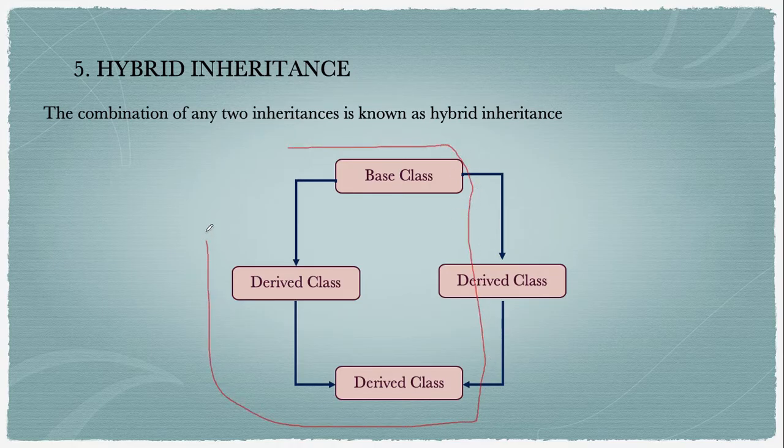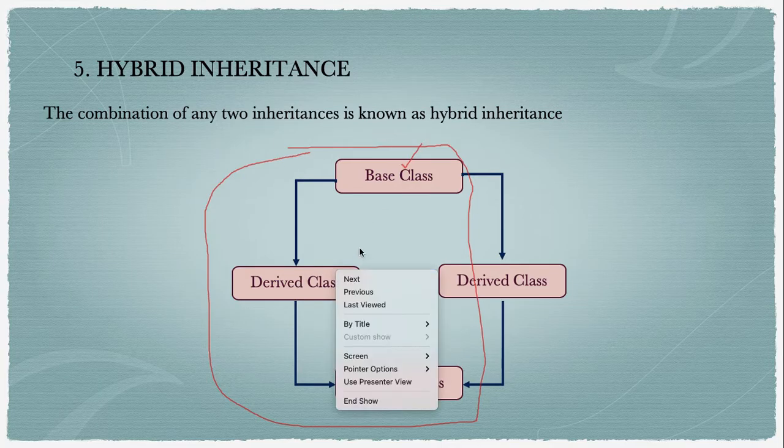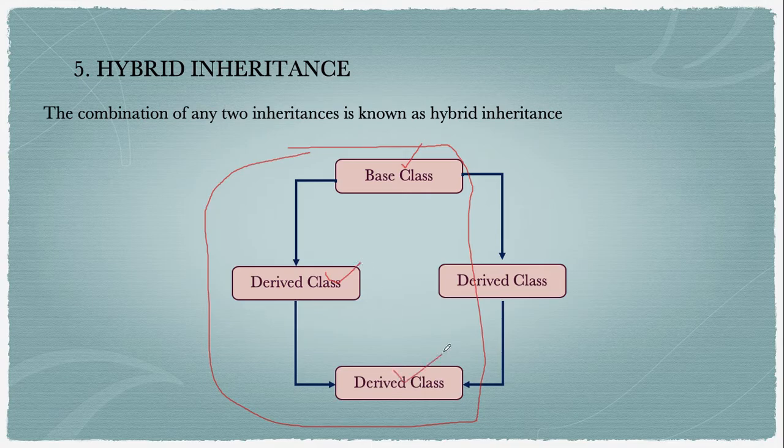Look at this base class, that means the grandparent class. This is the grandparent class, this is a parent class, this is a parent class, and this one is the child class. Like this, if you are creating a program with two or more combinations of inheritance, we call it hybrid inheritance. These are the types of inheritances.